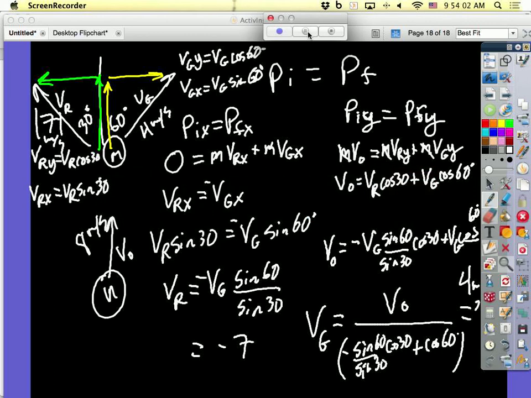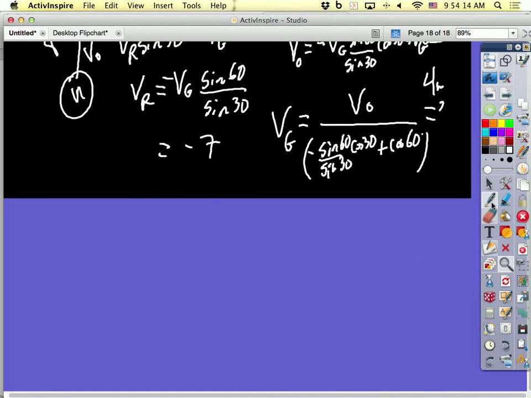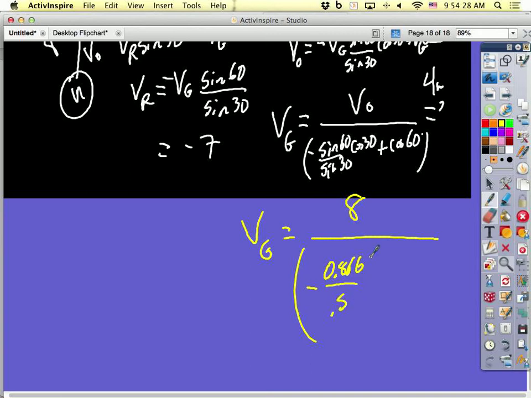Okay, so is everybody, it can't be 8. V0 is 8. So this down here, let's take a look at the math real quick and see if we can find a mistake here. So if I do this again, VG is equal to 8 over the sine of 60 is 0.866, sine of 30 is 0.5, cosine of 30 is 0.866, and then I add cosine of 60 is 0.5.